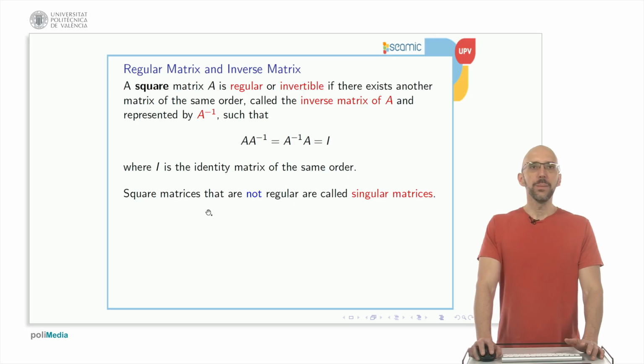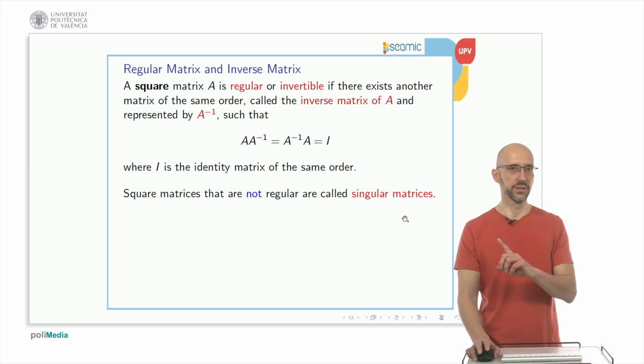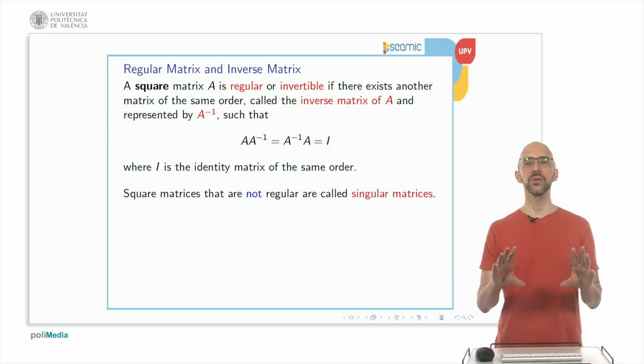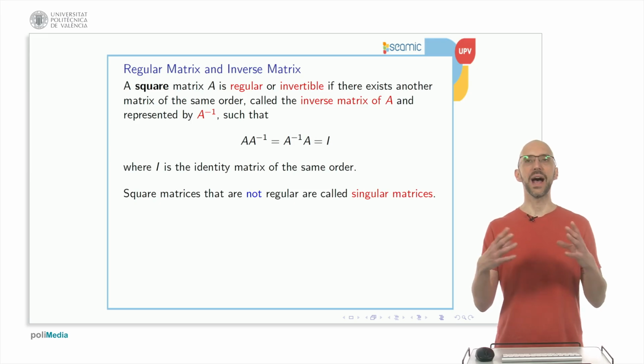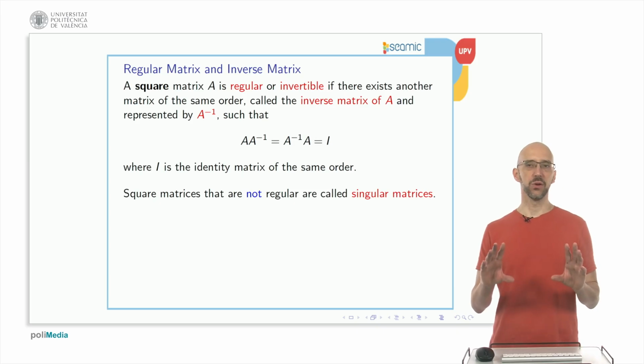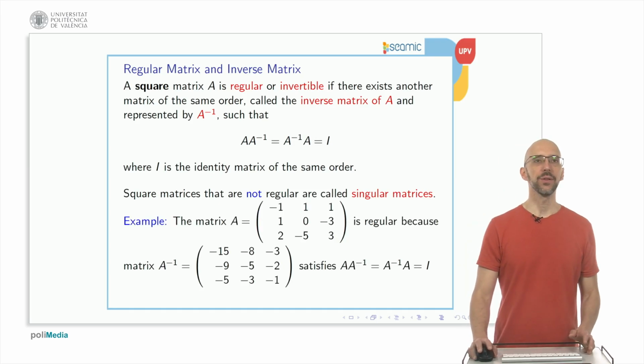More things. Square matrices that are not regular are called singular matrices. Regular is when I can calculate the inverse, singular is when I cannot. Because not all matrices have an inverse matrix. That is important. Square matrices are the only ones for which you can ask yourself if you can calculate the inverse. If they are not square, forget about that. And even if it is square, I still don't know.